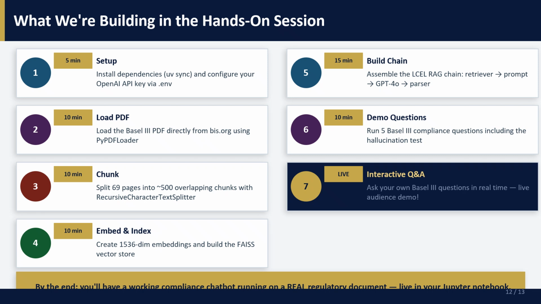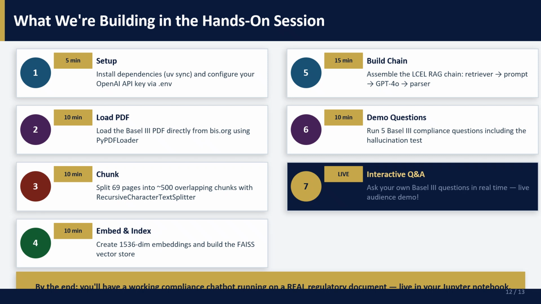The next is what we are building in the hands-on session. So let's talk about what we are about to build in the next one. We have 7 steps. In the first few minutes, you'll install dependencies and set up your OpenAI API. In the next part, you'll load the Basel III PDF directly from the BIS website using PyPDF loader. Then we chunk it, splitting 69 pages into roughly 500 overlapping chunks. In step 4, we create the embeddings and build the FAISS index. This is where your documents become semantically searchable.